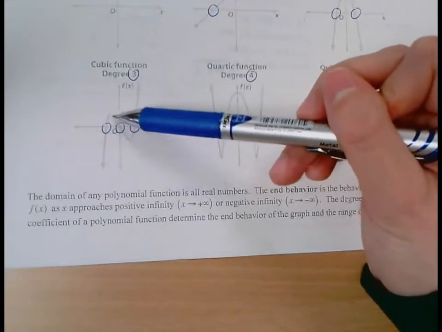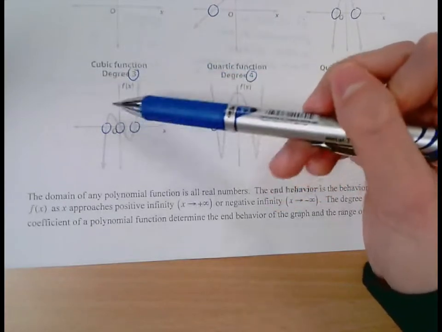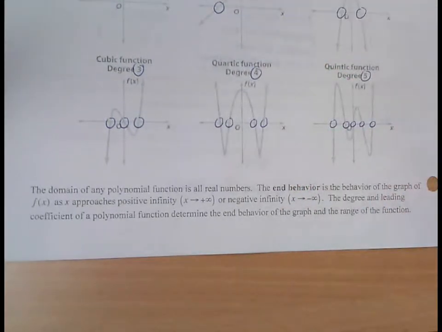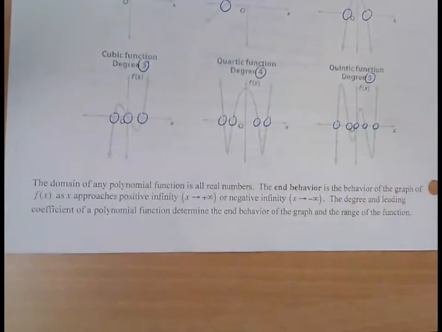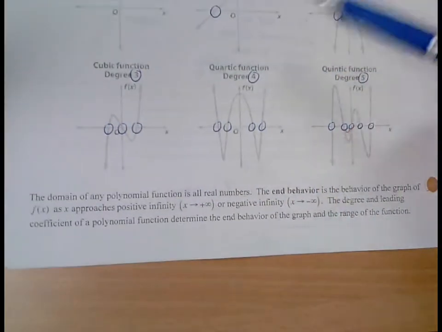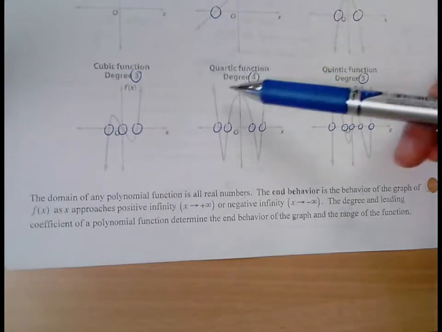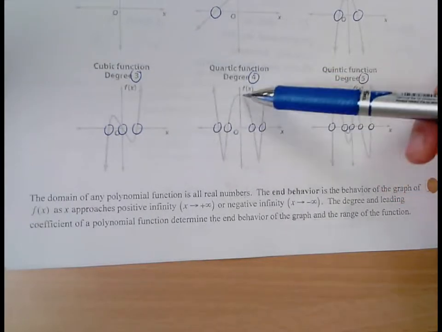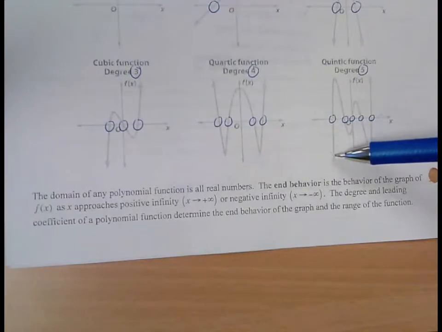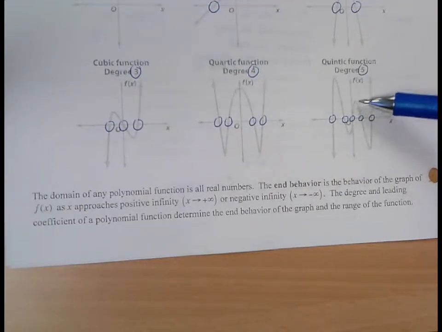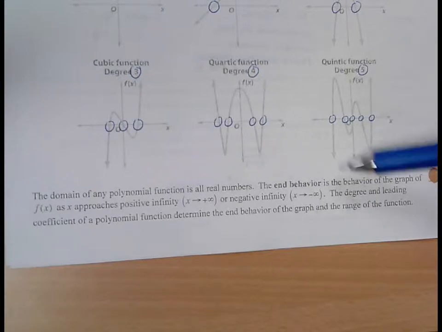This one goes up and then down and then up. Up, down, up. It could start the other way. It could go down and then up and then down, but it'll have 3 directions. So the degree 4, notice there's 4 directions, down, up, down, up. Degree 5, there's 5 directions, up, down, up, down, up. So that can at least help.